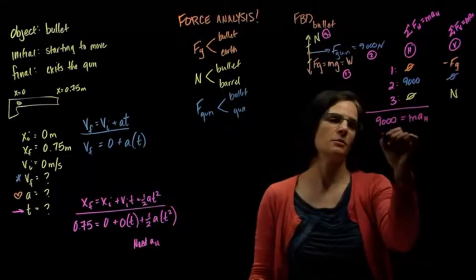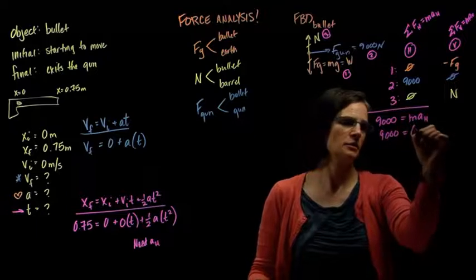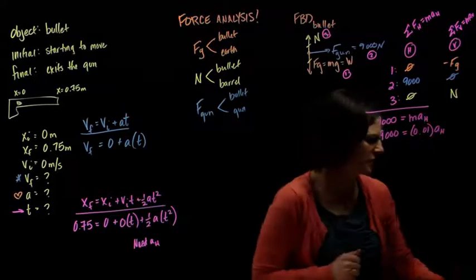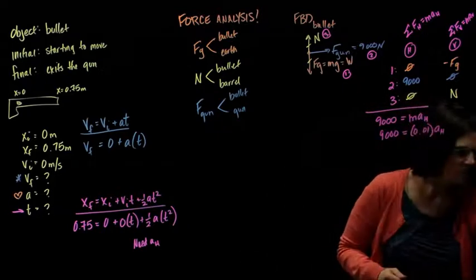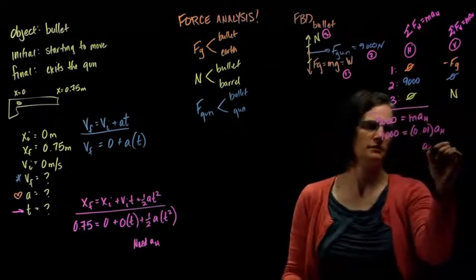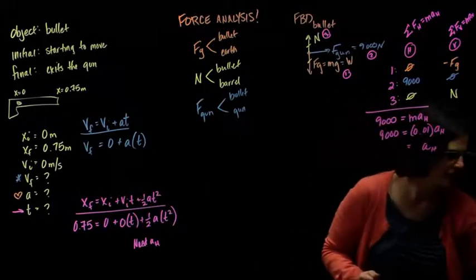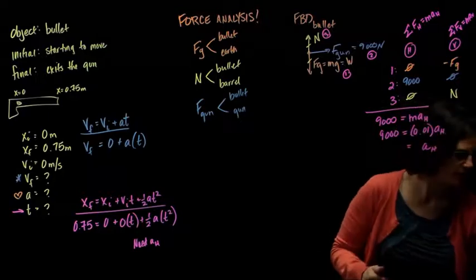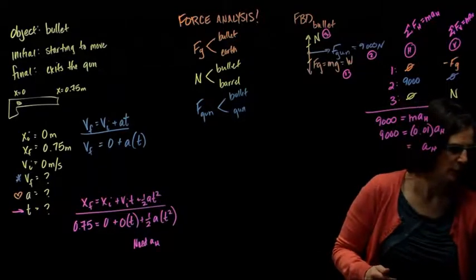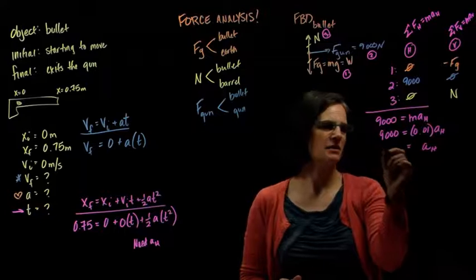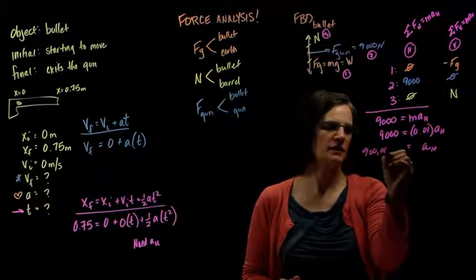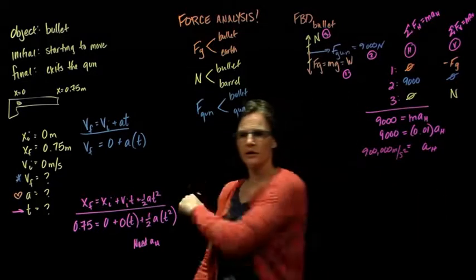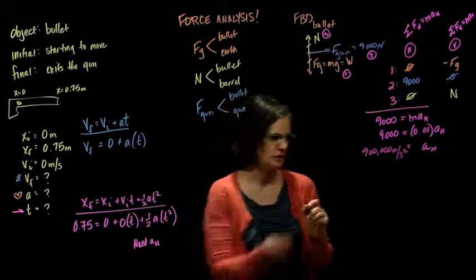Well, I'm given the mass of the bullet. 9,000 is equal to 0.01 times the acceleration horizontally. So if I solve for the acceleration, I get 9,000 divided by 0.01. That's a pretty big force. Acceleration, 900,000 meters per second squared. So huge acceleration, very short distance, huge acceleration out the gun.